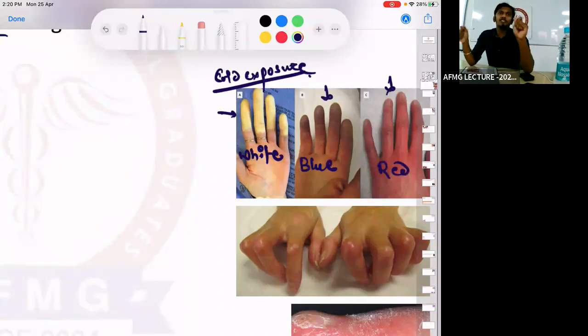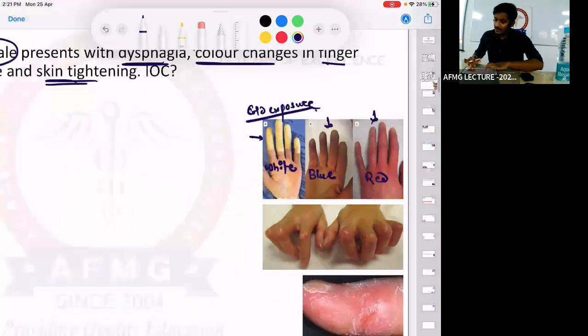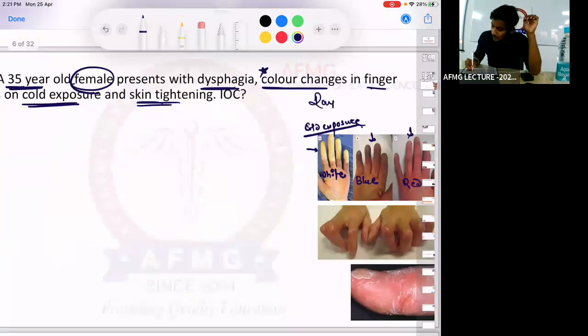The sequence of color change in Raynaud phenomena is this, so definitely this is called as your Raynaud phenomena. What is the difference between Raynaud's phenomena and Raynaud's disease? This was a question.